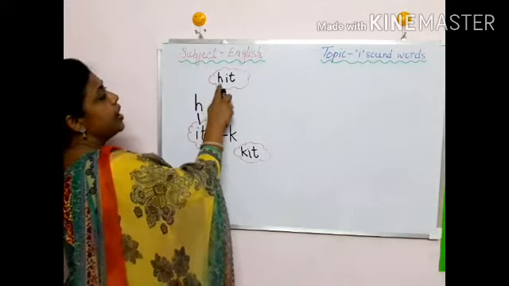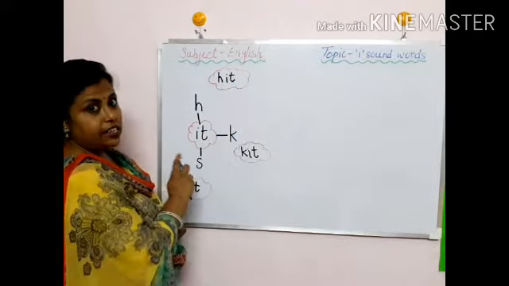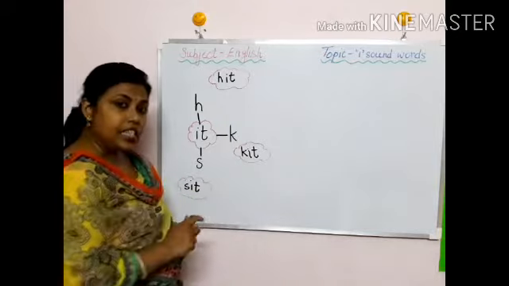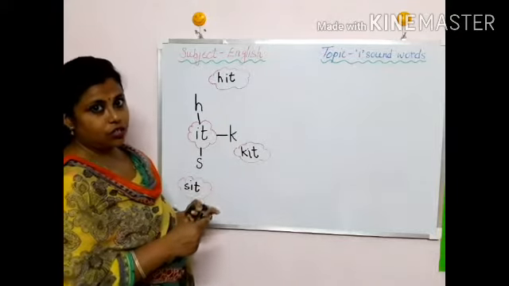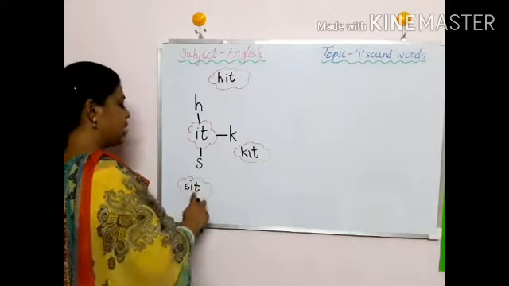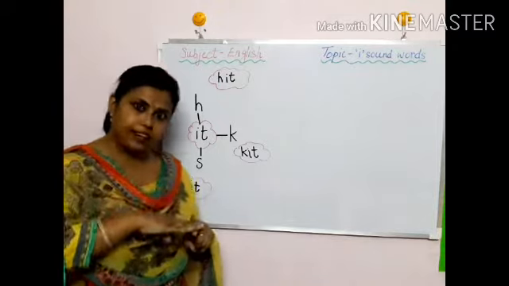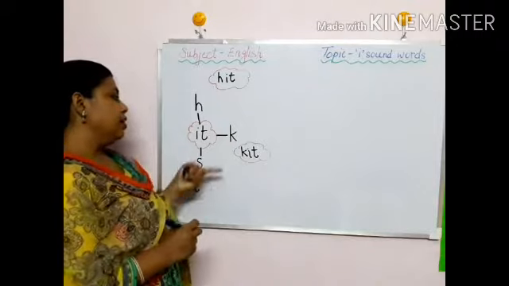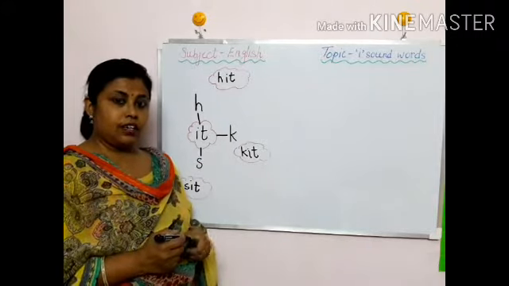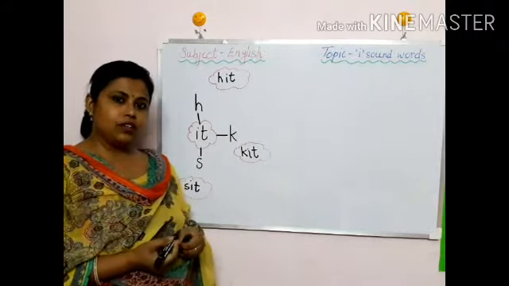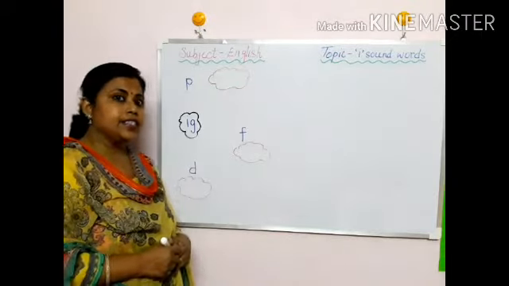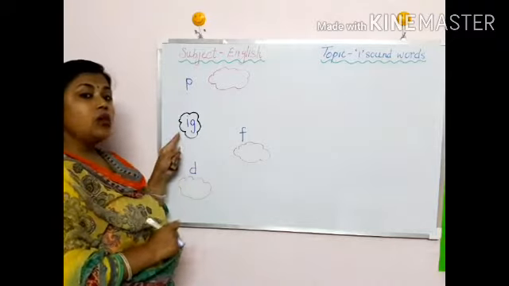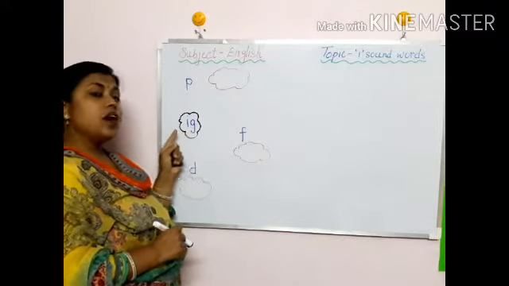Let's revise. H-I-T, hit, marna. K-I-T, kit, kit of a doctor. S-I-T, sit, bed now. When you sit, bed now. So these are the it sound words. Let's do the next word. Next, we have I-G, ig. I sounds i, G sounds G.